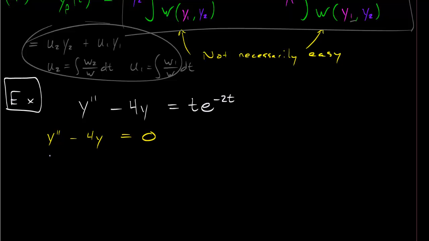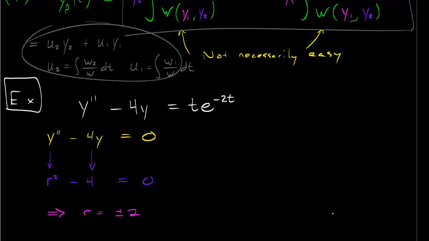So we could form the auxiliary equation. y double prime is going to change to r squared. This minus 4y just becomes minus 4. The 0th derivative corresponds to r to the 0. And that's equal to 0. So what happens when that's equal to 0? Well, that means that r has to be equal to either plus or minus 2.